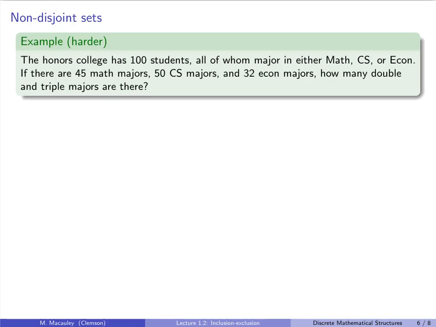Let's add up 45 plus 50 plus 32, and what is that? That's 95 plus 32, 127. So we're double counting by 27, but then there are math-CS double majors, CS-econ double majors, and math-econ double majors, and then there might even be triple majors, and it's not clear how those get put together. So here I think it's better to just show you the answer, and once you see the answer, from there we can deduce what the laws are.